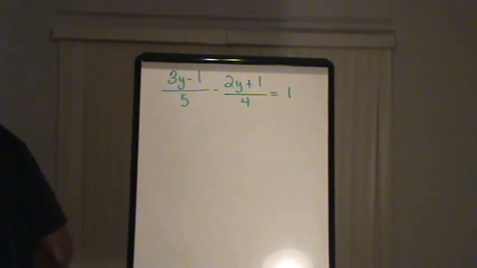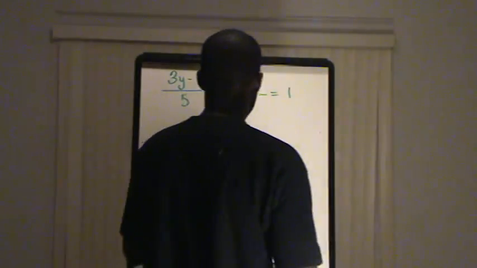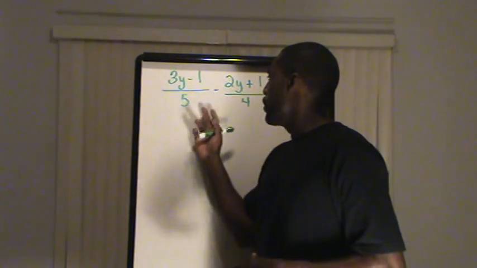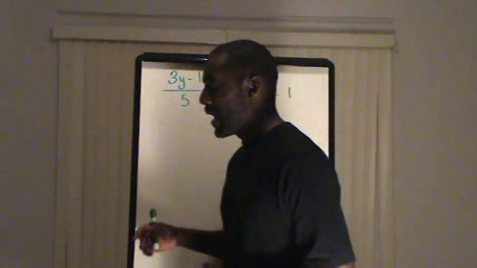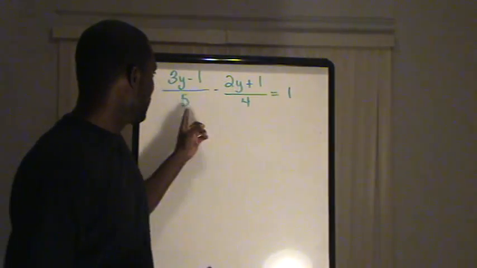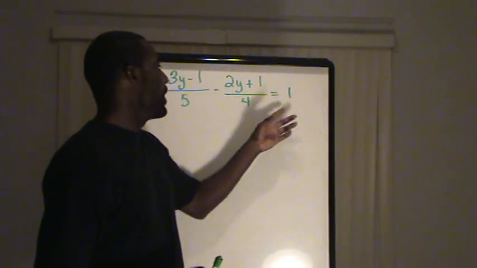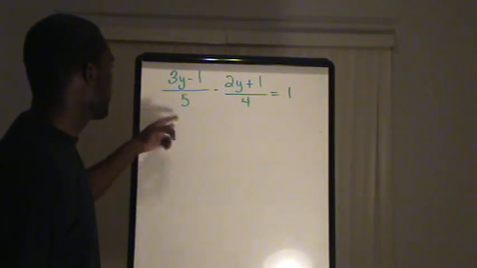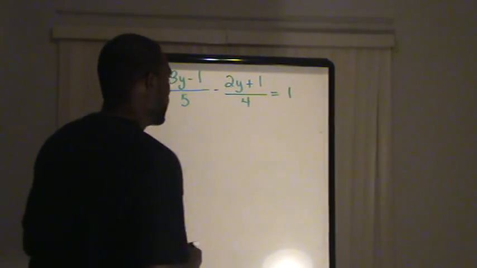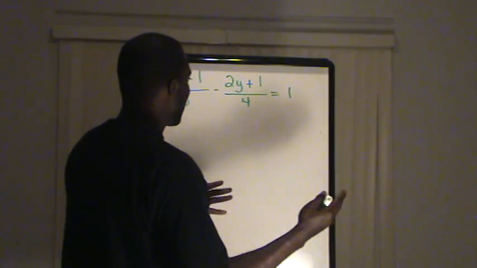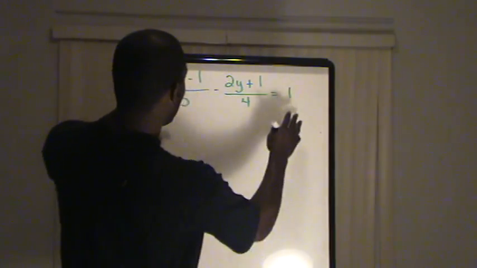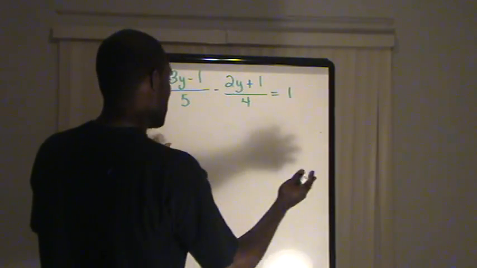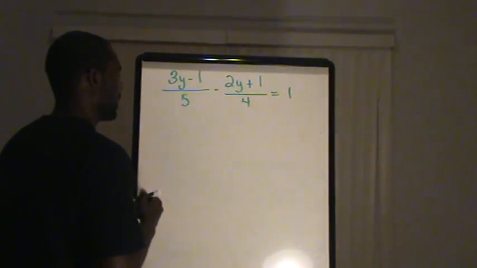And very similar to our last example, what we want to do to make life easier for us in solving this problem is to multiply by the least common multiple of 5, 4, and we know 1 is 1 over 1. So the least common multiple between 5 and 4 is actually 20. So just like in the last example, I want to take each term and multiply by 20 so that I can eliminate the fractions, and then let's see the algebra that happens thereafter.